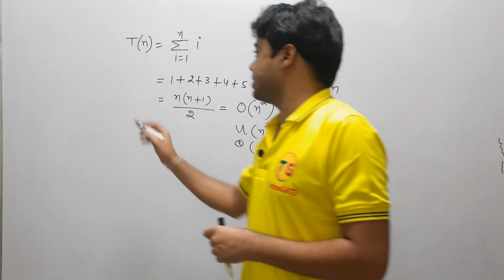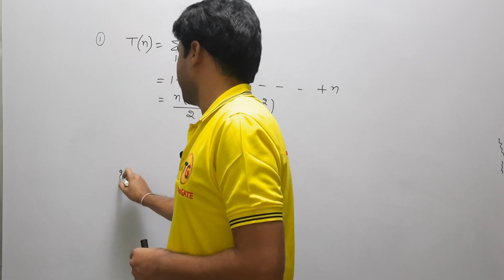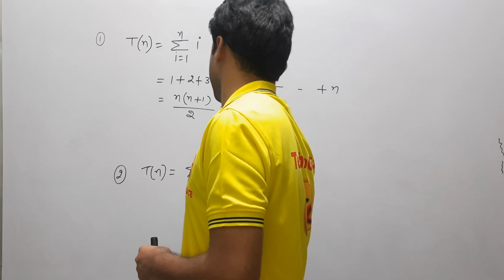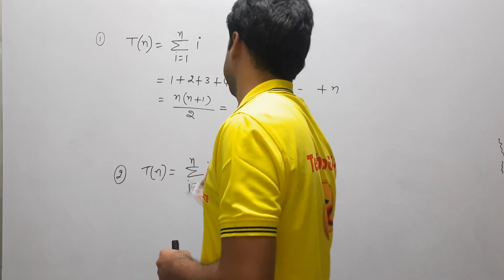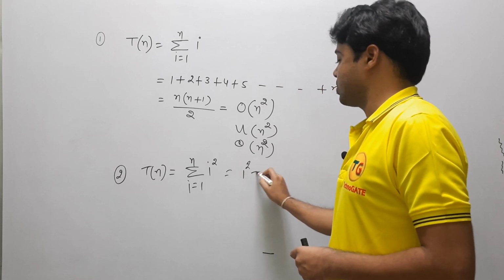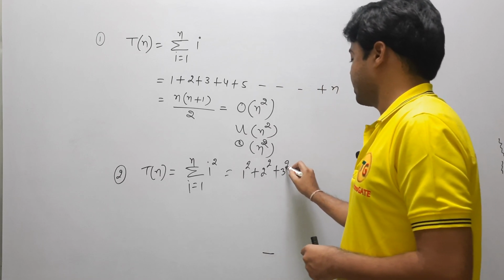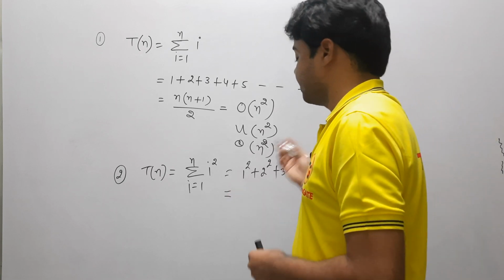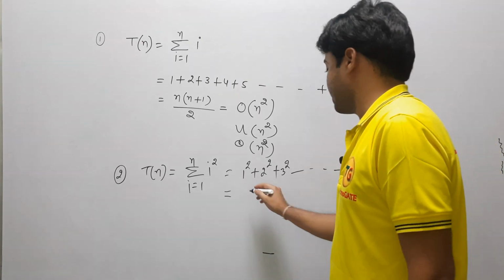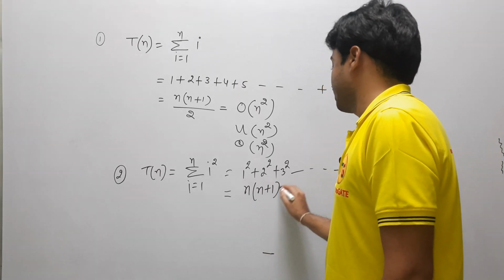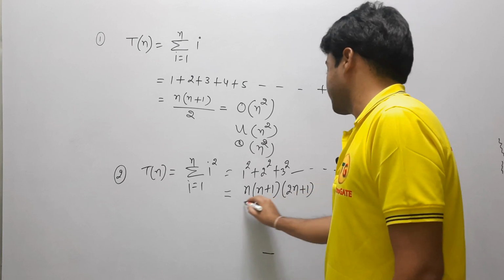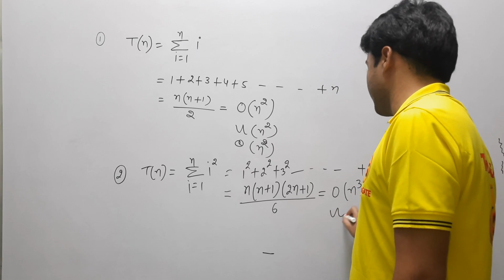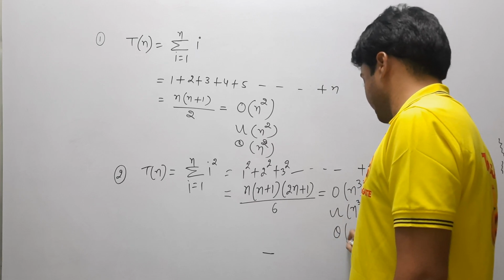Okay. Second one is T of n is summation i equals 1 to n of i square. So what is this here? 1 square plus 2 square plus 3 square up to n square. This is the summation of the first n square numbers, n(n+1)(2n+1)/6. So what is this here? Big O of n cube. Here omega is also allowed and theta is also allowed.